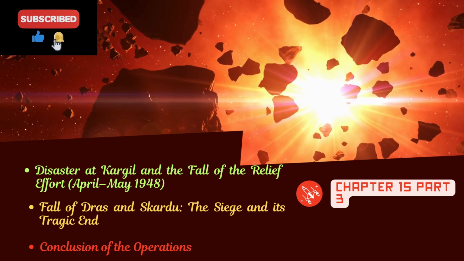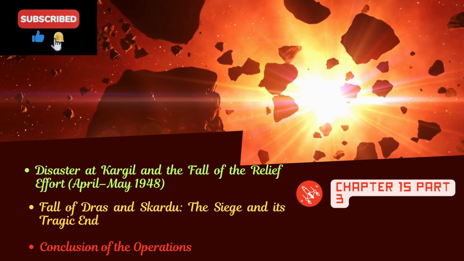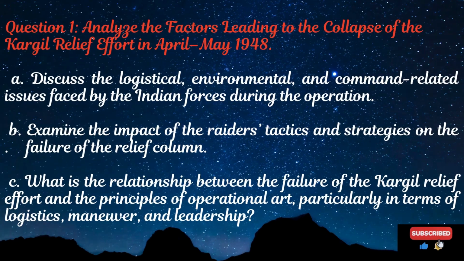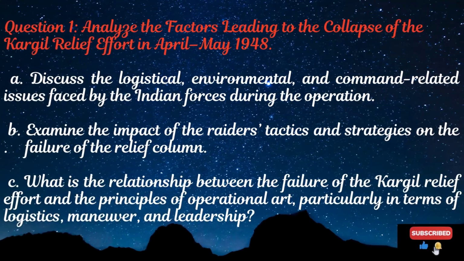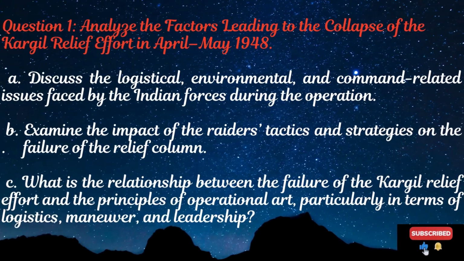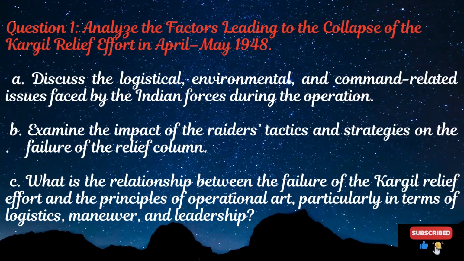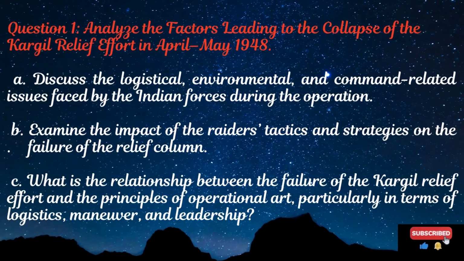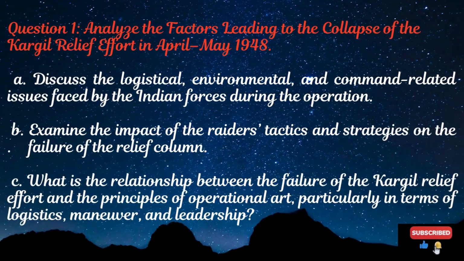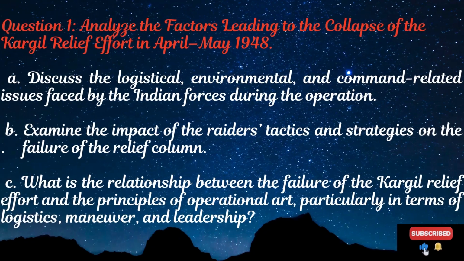Before jumping into these topics, let's quickly look at some exam-relevant questions that you should keep in mind as we move forward. These are highly probable in your tests, so listen closely. Question 1. Analyze the factors leading to the collapse of the Kargil relief effort, April-May 1948. A. Logistical, environmental, and command-related issues affecting the operation. B. The role of raiders' tactics and strategies in the failure. C. Relevance to operational art. How do logistics, maneuver, and leadership tie into this failure?